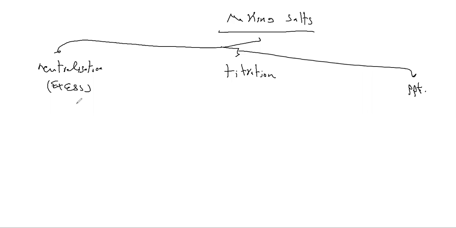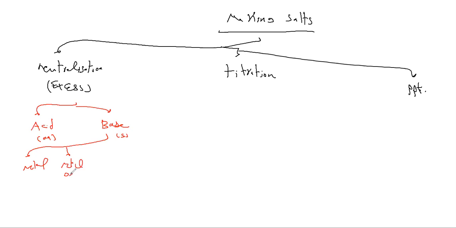For neutralization or excess, it is formed between acid, which is aqueous, and a base, which must be solid. This base, as we said before, can be a metal or metal oxide or metal hydroxide or metal carbonate.